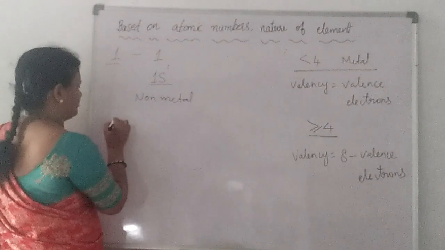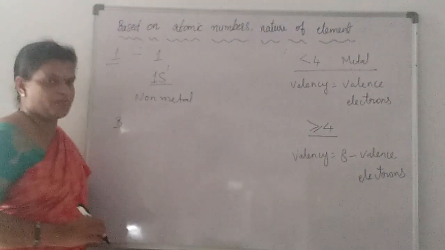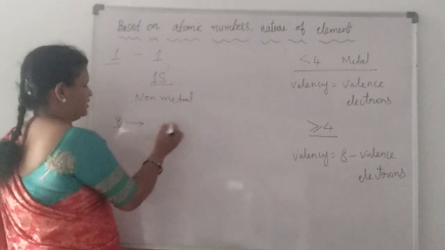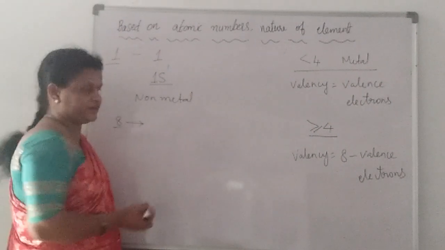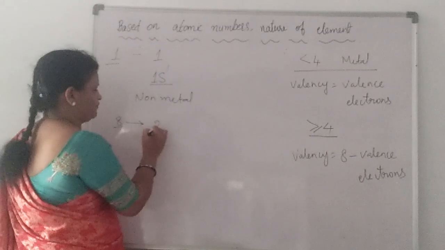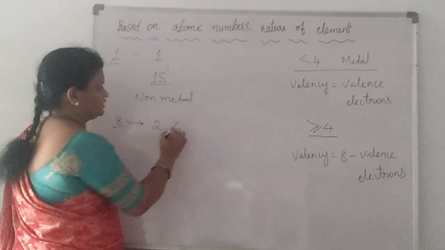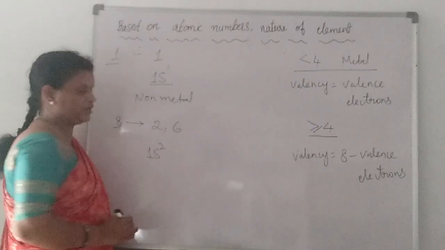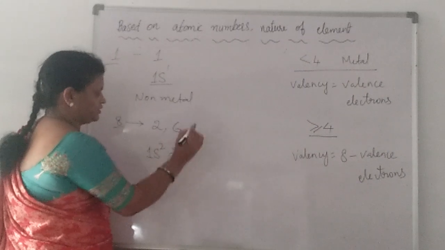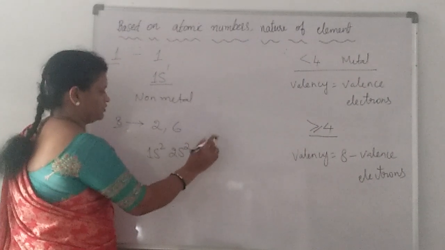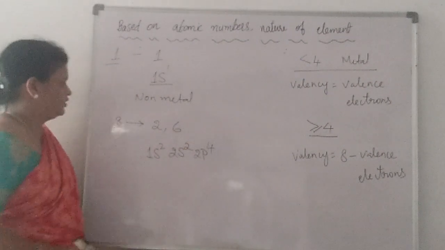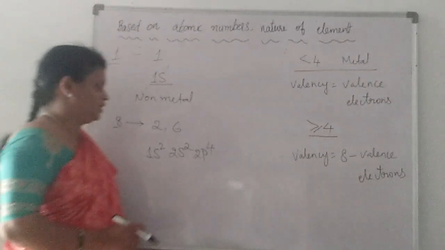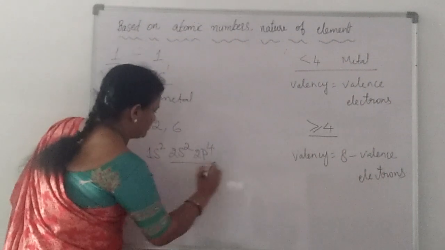Then we'll see some other element, atomic number 8. This does not have any exceptional case. Normally we'll write the electronic configuration in the nlx method and the shell method. In the nlx method, 2 electrons in the first shell, 6 electrons in the second shell. In the first shell, the s subshell contains 2 electrons; in the second shell, the s subshell has 2 electrons and the p subshell has 4 electrons. Altogether 2 plus 2, 4 plus 4, 8 electrons we got. Now see how many electrons are present in the last shell.